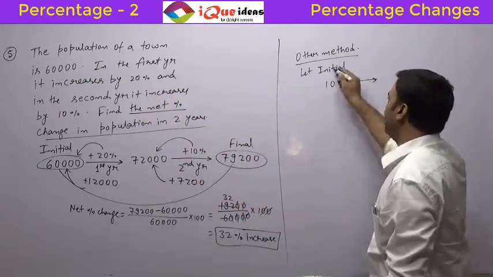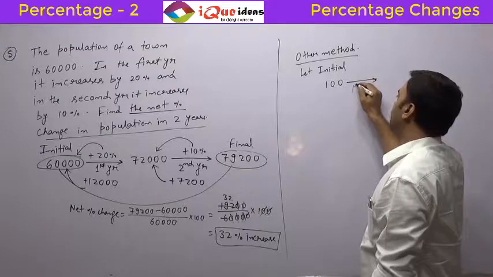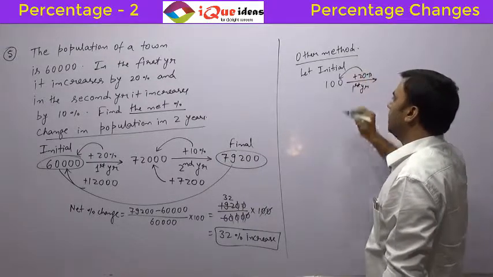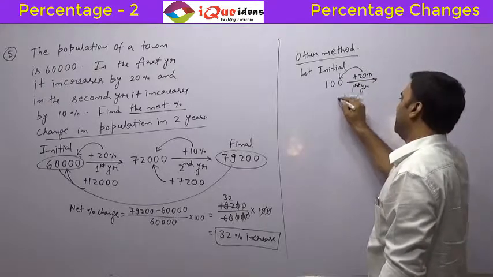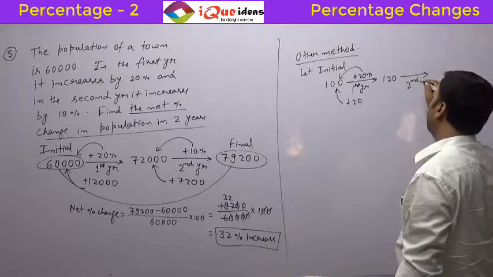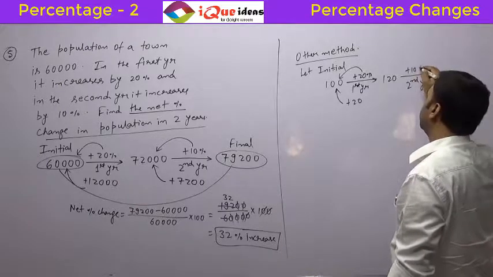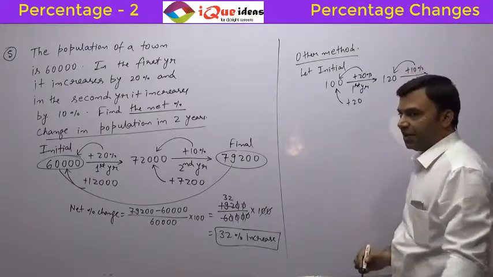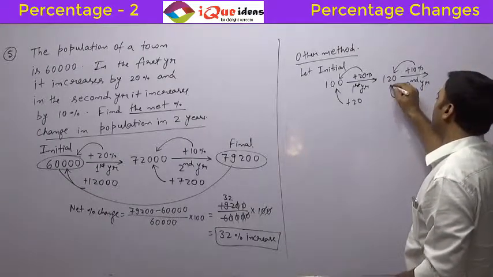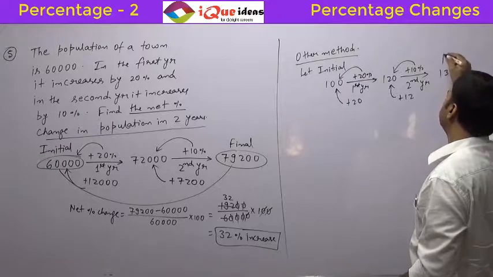Let's see. So the initial value is 100, right? In the first year, it increases by 20%. So how much will it become? 20% is calculated on 100, so it is plus 20. It is added, so 100 plus 20 is 120. Now in the second year, what will happen? 10% is calculated, and this 10% is on the new value, 120. 10% of 120 is 12, so add 12. So 120 plus 12 is 132. This is the final value.